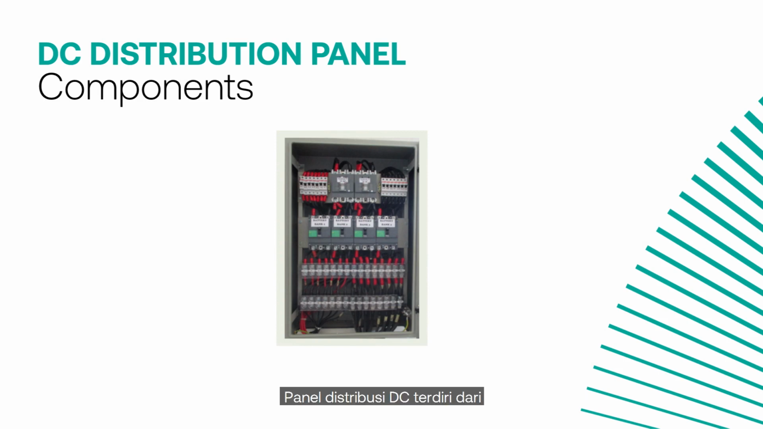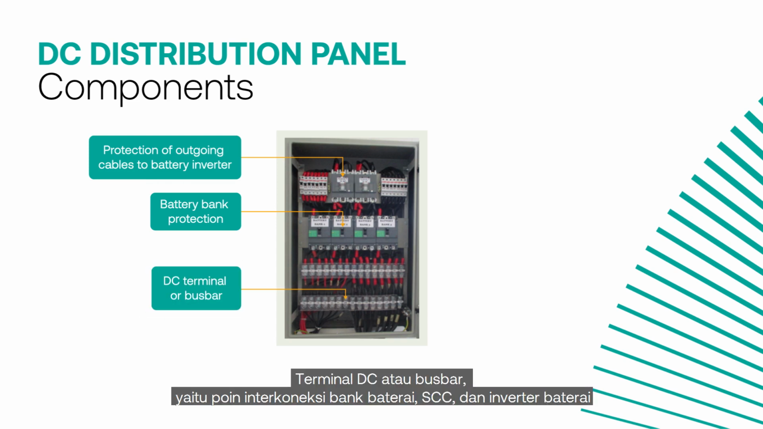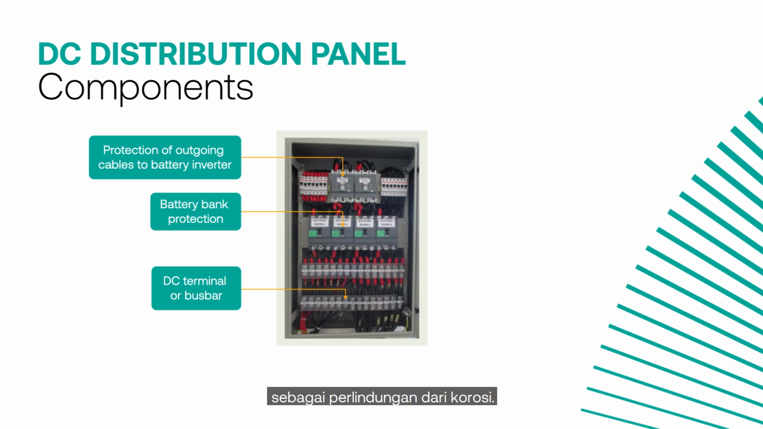DC distribution panel consists of protection of outgoing cables to battery inverter that protects the outgoing cable against overcurrent or short circuit. DC terminal or bus bar that is the interconnection point of battery banks, SCCs, and battery inverters. It aims to bring several devices into a common conductor and is made of solid copper conductor and tin-plated for corrosion protection. Terminal block is also often used for this purpose.